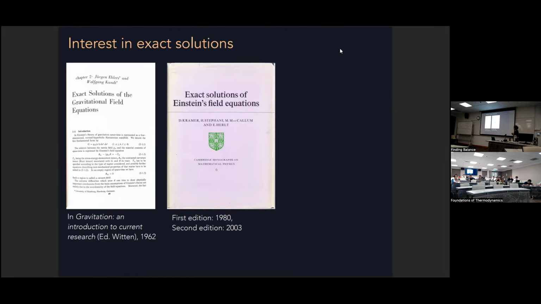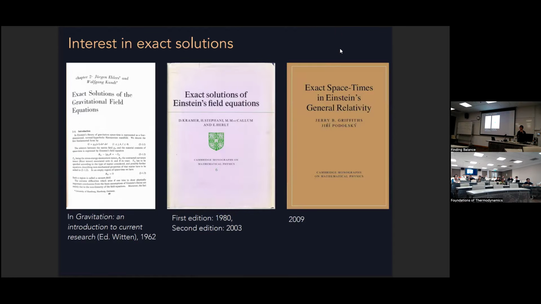Then we have Exact Solutions of Einstein's Field Equations by Kramer, Stephani, MacCallum, and Herlt, first published in 1980, and then we get a second edition in 2003. That's a pretty massive book. And then we also have Griffiths and Podolský in 2009 with a systematic study called Exact Spacetimes in Einstein's GR. So we see this in the 60s and beyond, coming out of the renaissance of GR.